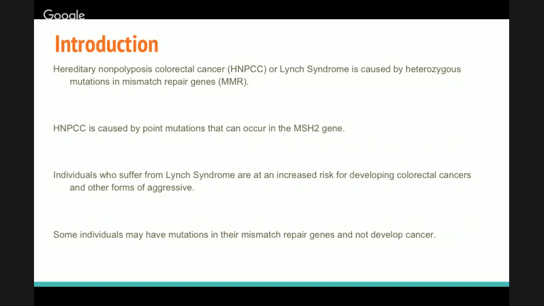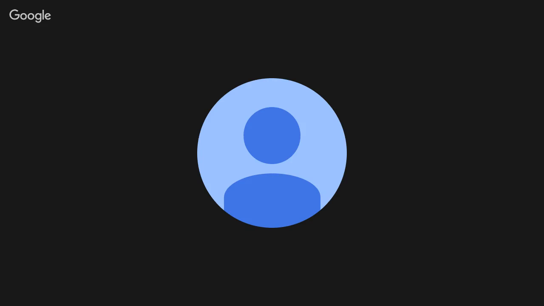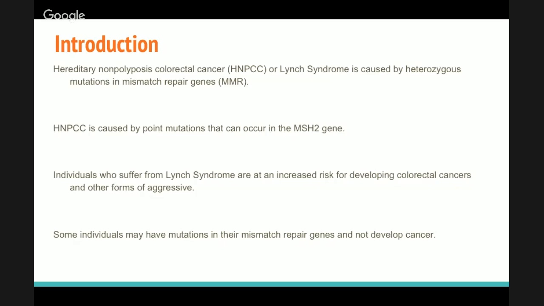Okay, now here's the introduction. In the introduction, I'm just going to give a little bit more information about Lynch syndrome. Lynch syndrome is caused by a heterozygous mutation in the mismatch repair gene. And Lynch syndrome is caused by point mutations that occur within various MSH2 genes or different variations of those particular genes.